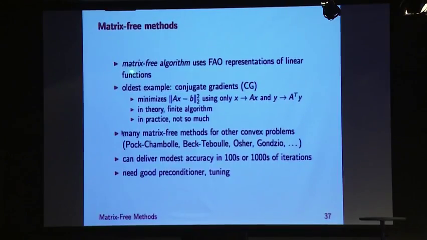The good news is there's lots of matrix-free algorithms, and the oldest and most widely used is just conjugate gradient. So the conjugate gradient algorithm is in fact a way to solve a least squares problem, and each iteration involves only mapping from x to Ax and y to A transpose y, right? Actually, it does it exactly in theory in n steps. In practice, it's got terrible round-off issues, and so it doesn't work in any way.